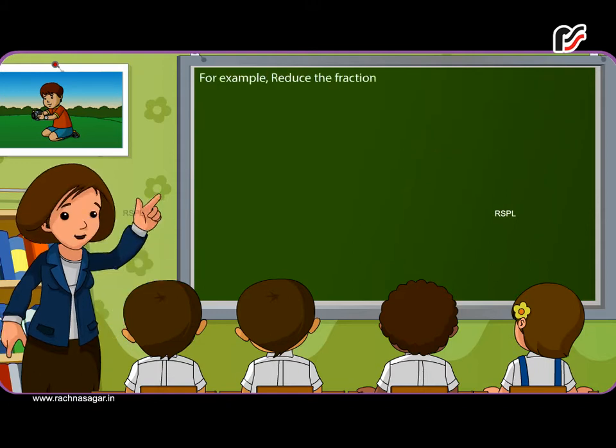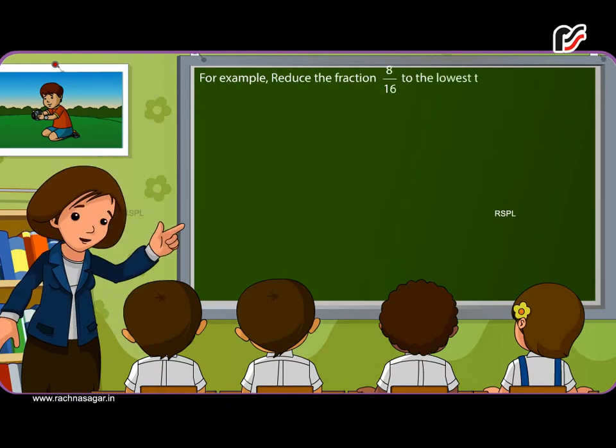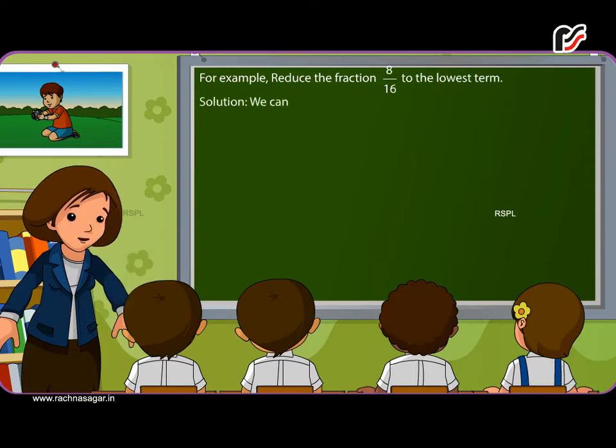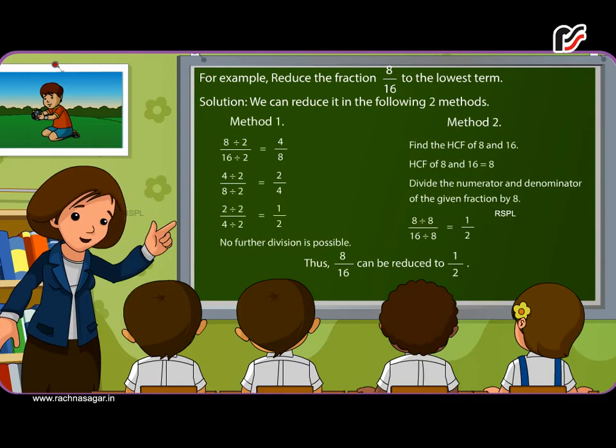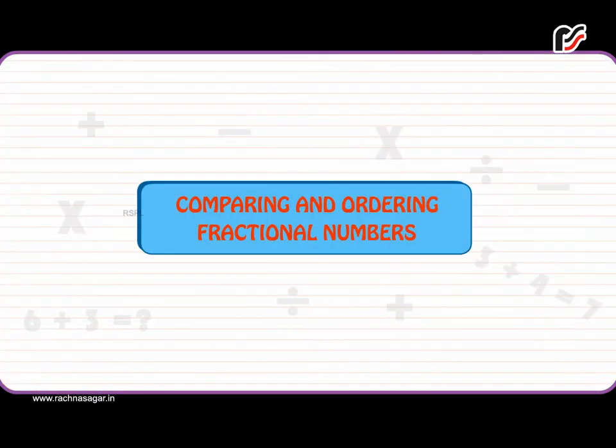For example, reduce the fraction 8 by 16 to the lowest term. Solution: we can reduce it in the following two methods. Method 1, Method 2. Thus, 8 by 16 can be reduced to 1 by 2.